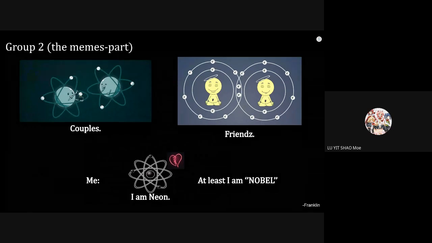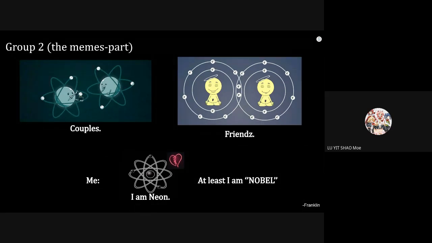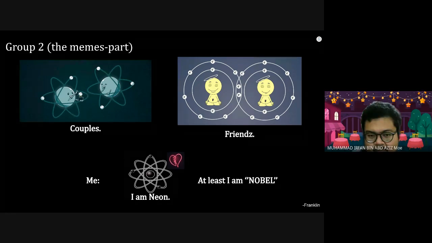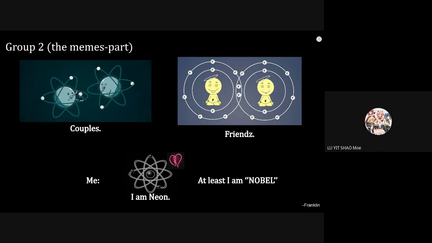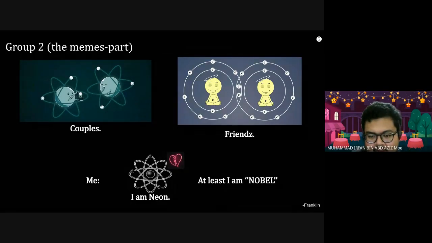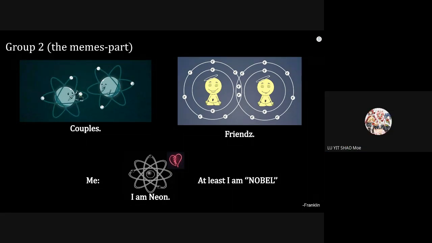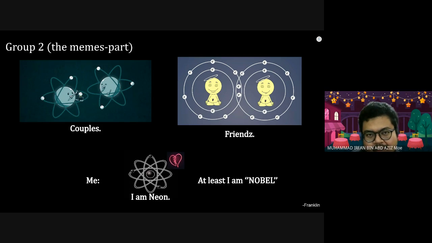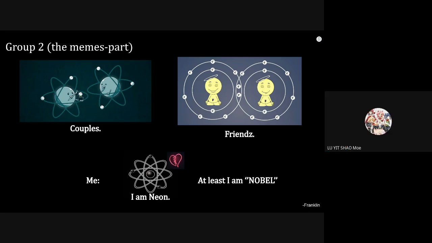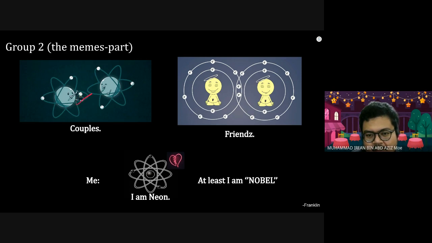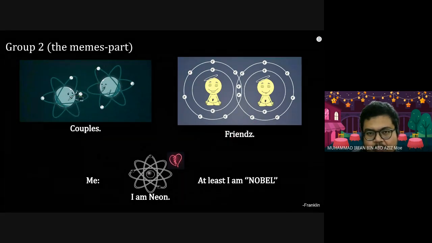Couples, friends. Me, I'm Neon. Alice, I'm Noble. So for couples tu apa dia? Those is ionic bond. So for couples, they have to transfer their money to their partner. And their friends, they have to share. Sharing is caring. Nanti dekat sekolah nanti you can share your money with your friend lah. No, that is couples. Friends is sharing stuff. Bila transfer tu you need to give and take lah. Friends you need share tak perlu bagi balik.